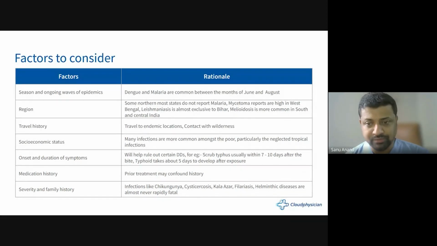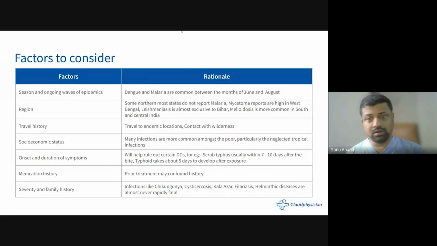And also typhoid takes about 5 days to develop after exposure. So some of these little things matter in the larger scheme of things, because you can actually narrow down your whole spectrum of search.